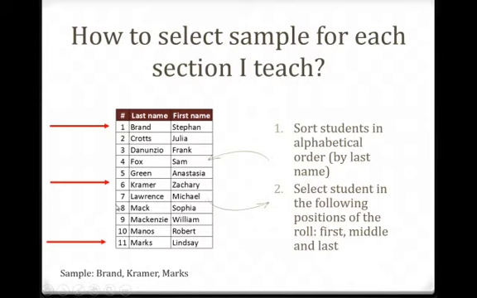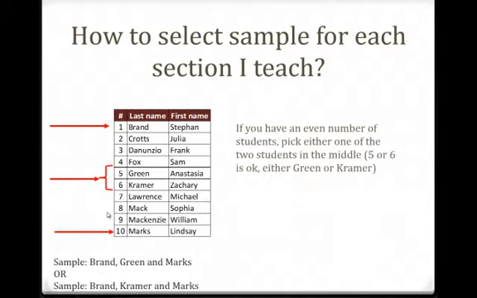How do I select the sample of students in my section? First, I sort students in alphabetical order by last name. Then I select the first, middle, and last. In this case, Brandt, Kramer, and Marks. This works perfectly when there is an odd number of students.